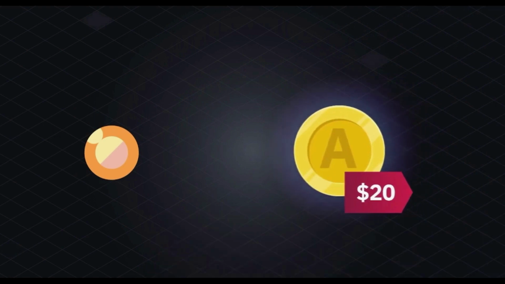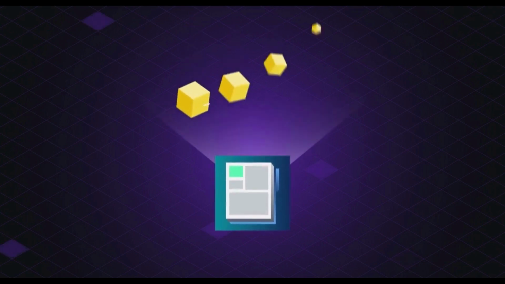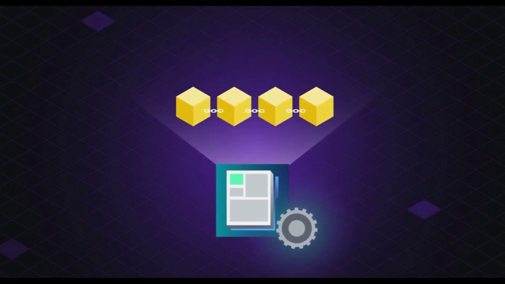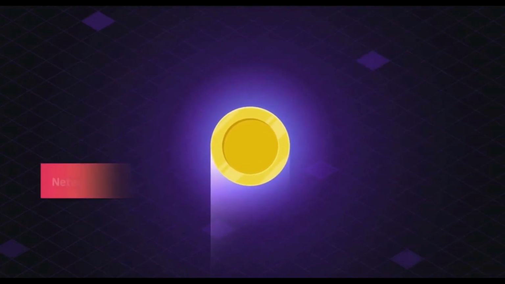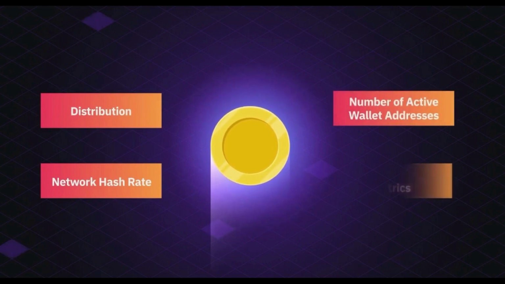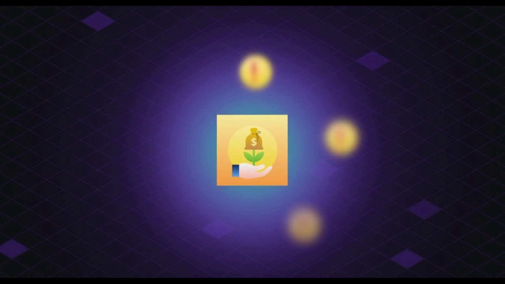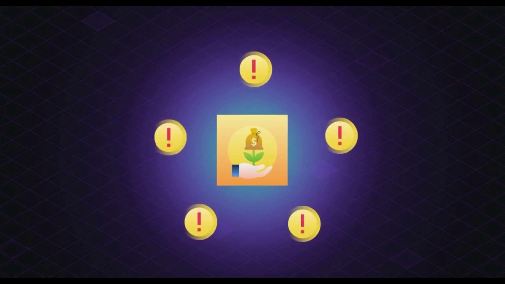When it comes to cryptocurrencies, there are specific fundamental analysis techniques you can implement. On-chain metrics look at raw data available on public blockchains. These figures include a token or coin's network hash rate, distribution, number of active wallet addresses, and other transaction metrics. With this combined information, fundamental analysis can create indicators to help inform investors' investment decisions.